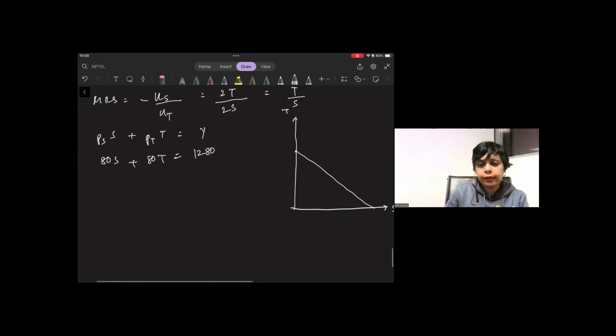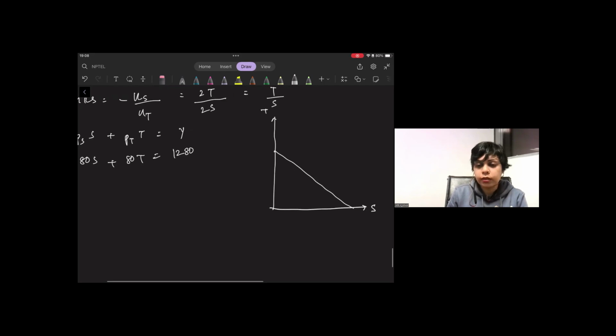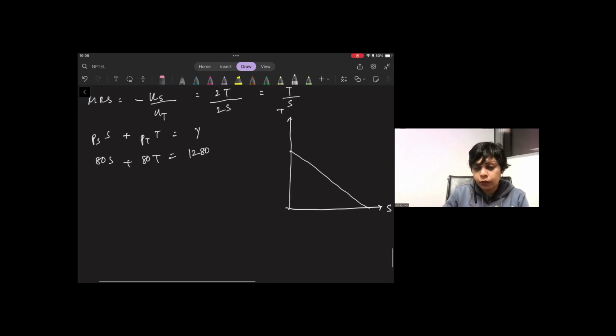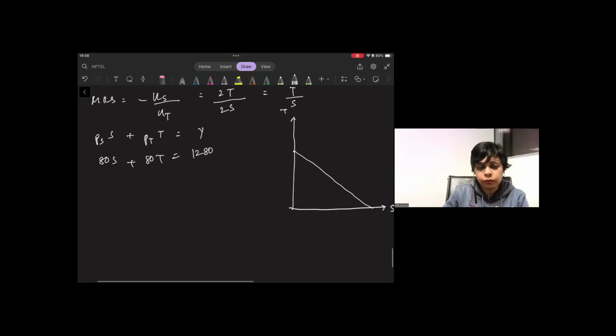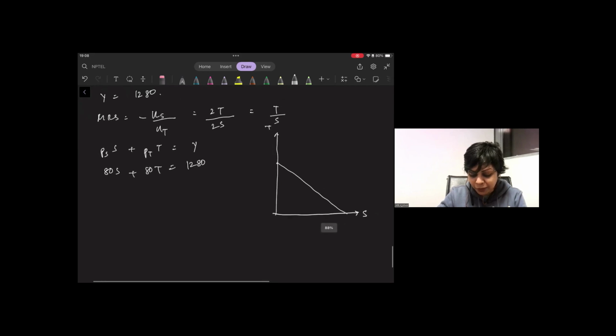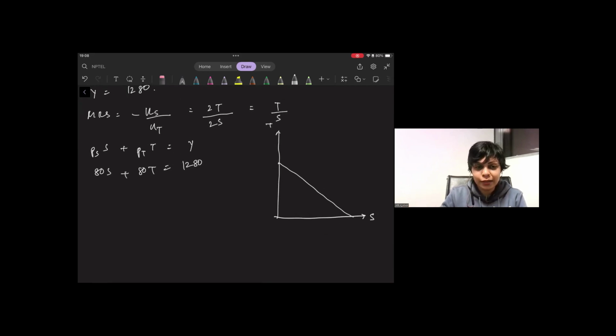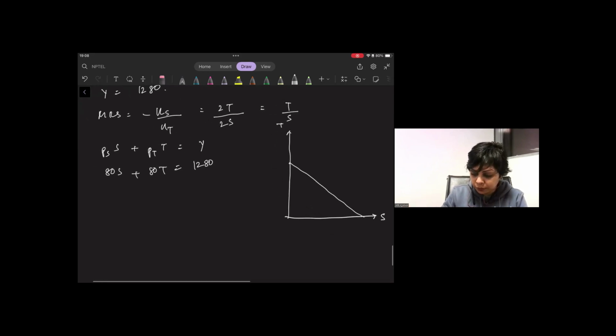If you divide the whole equation by 80, you will get s plus t equal to some constant k. Sorry, this is the budget line. I'm so sorry, I mixed it up. This is the budget constraint, not the utility function. Both goods have the same prices.